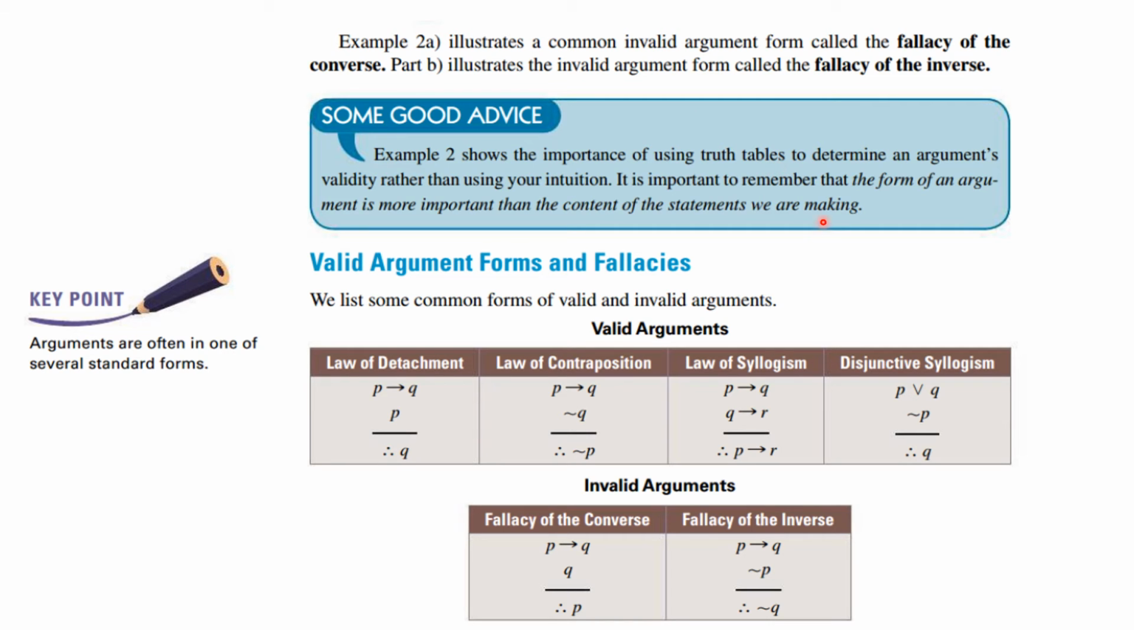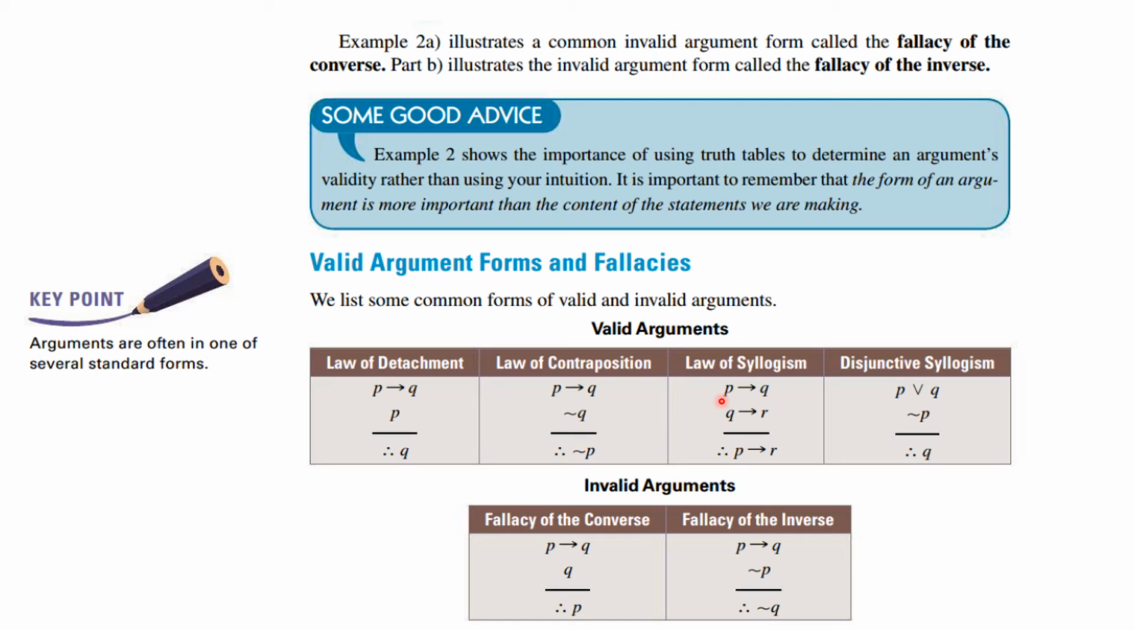It is important to stress that the form of an argument is more important than what the argument is actually stating. And arguments are also found in one of several standard forms. The ones across the top are going to be valid arguments. The two across the bottom are invalid arguments. So, the law of detachment, if P then Q, P therefore Q is valid. That's called the law of detachment. If P then Q, not Q, therefore not P is called the law of contraposition.